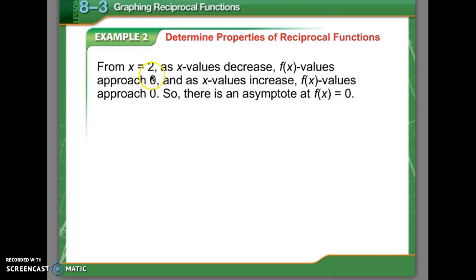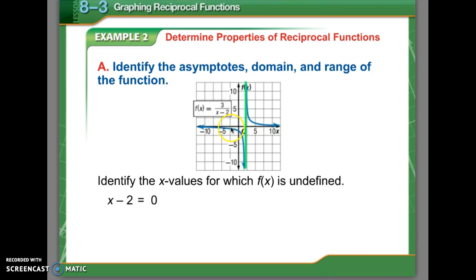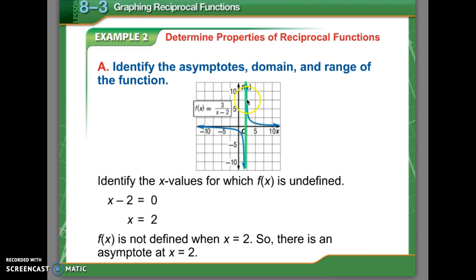So it says from x equals 2, as the x values decrease, as they get lower, the function values approach 0. If we look back at this graph, as I get smaller and smaller x values, notice how this function is getting really close to 0. And if this side over here, this is also getting really close to 0. So there's going to be another asymptote.